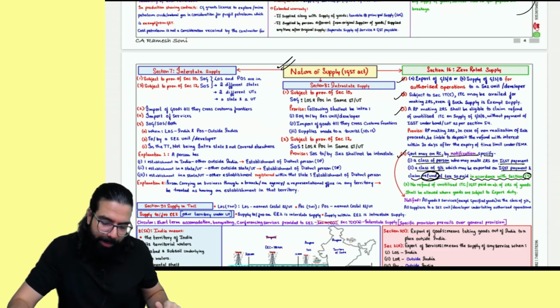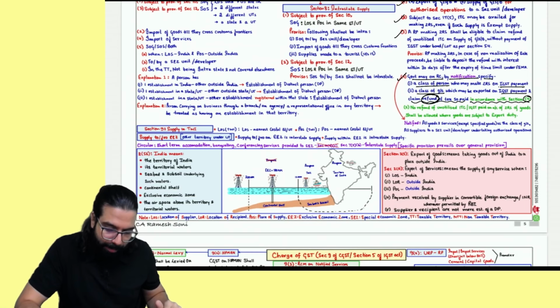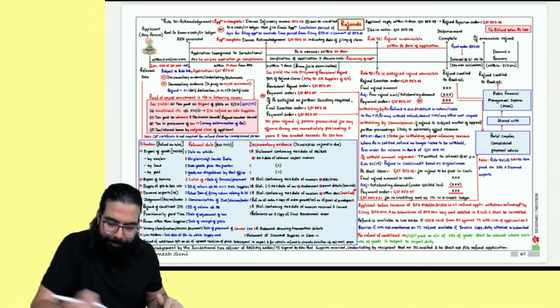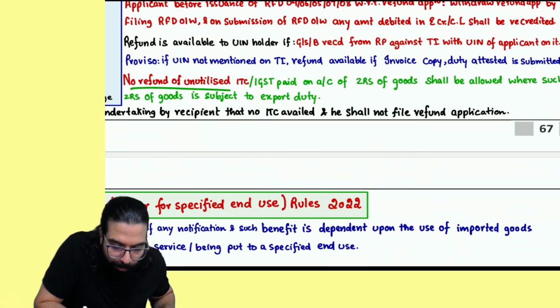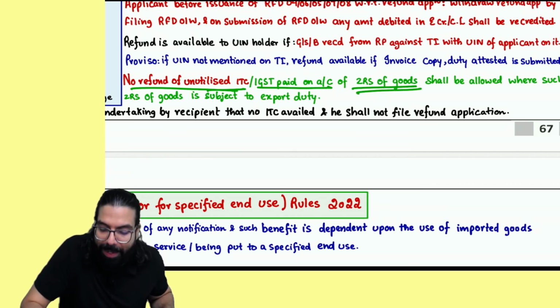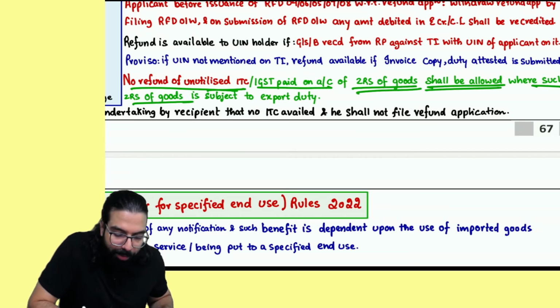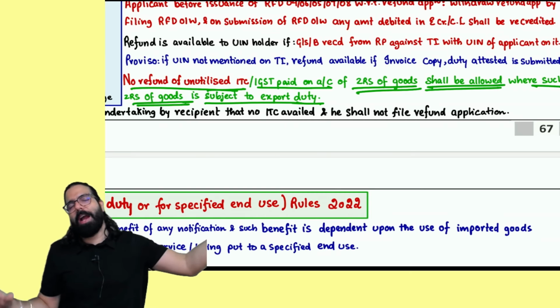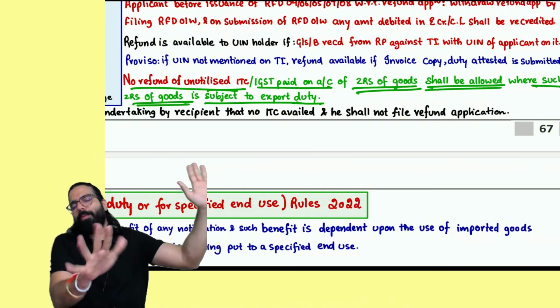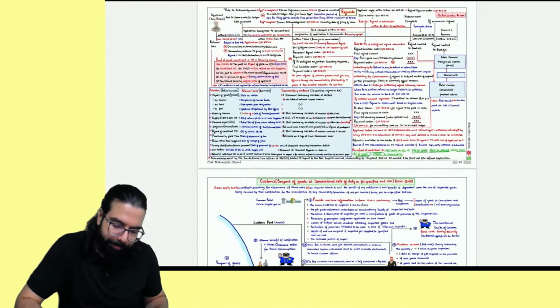And if I show you in the chart, in our refund chapter also, I've made this change and I've given the chart to you in the refund chapter. In the refund chapter also, in the chart, I've written this. No refund of annual ITC or IGST paid on account of zero rated supply shall be allowed where such zero rated supply of goods is subject to export duty. So remember this point, everyone. If your goods are subject to export duty, ITC refund not there, IGST paid refund not there. Done. Next.